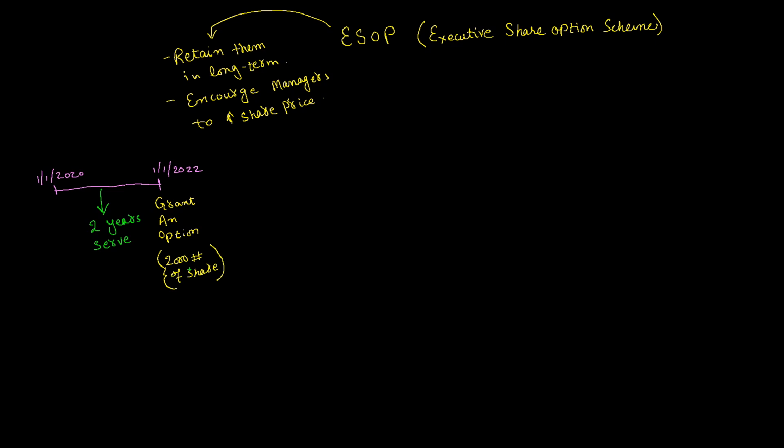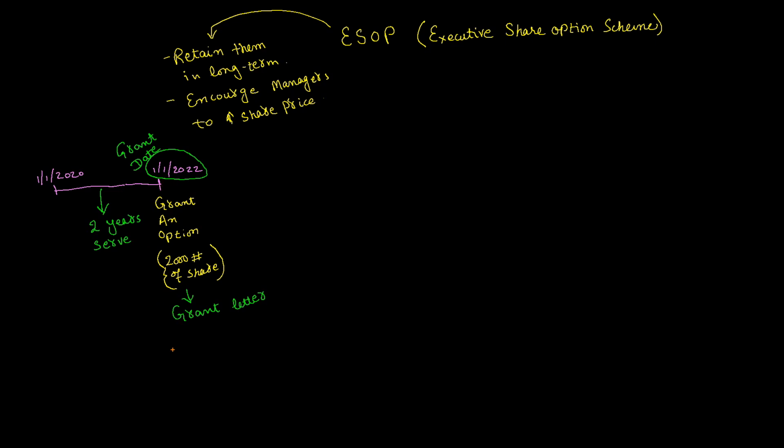Now let's say the employee continues to work with the same company, then after 2 years, the company or the employer will give a grant letter to the employee that we are giving you the option to buy a certain number of shares, and this date is known as the grant date. Now here is a very important thing: on the grant date, the employee cannot buy these shares.